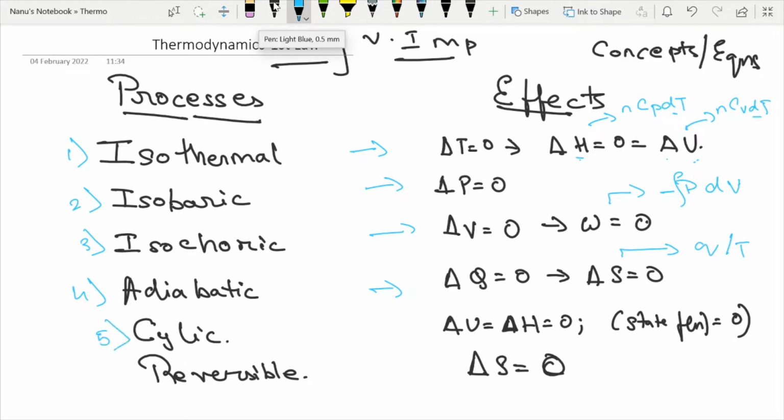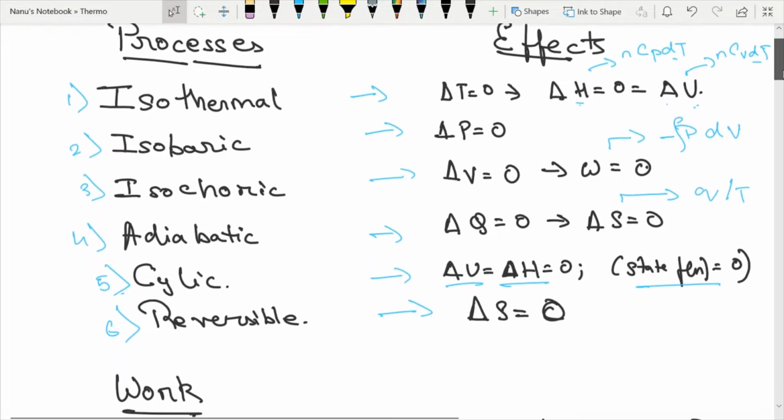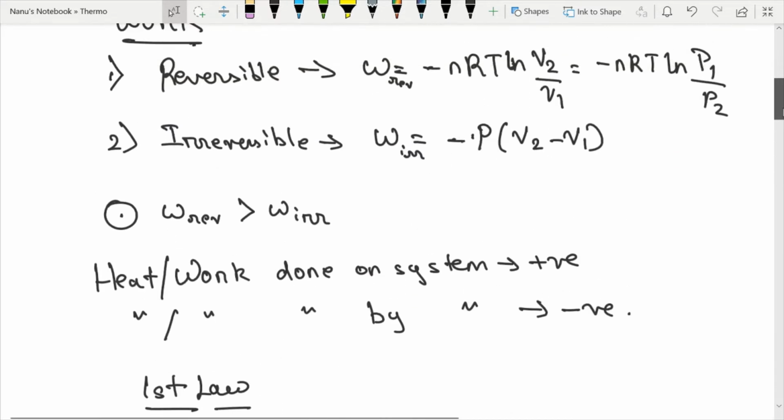For a cyclic process, all state functions are 0. That means your del U is 0, del H is 0, and all other state functions will be 0. For a reversible adiabatic process, your del S will be 0, the change in entropy. Okay, so these things are very important. These will be asked in numericals definitely. Like these, I have seen so many problems with this. We will look at problems also.